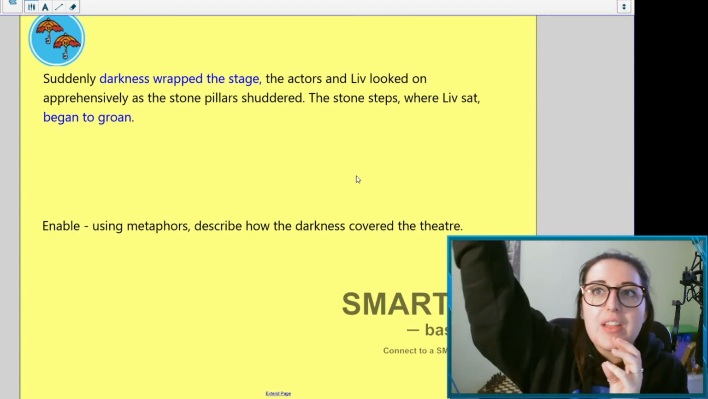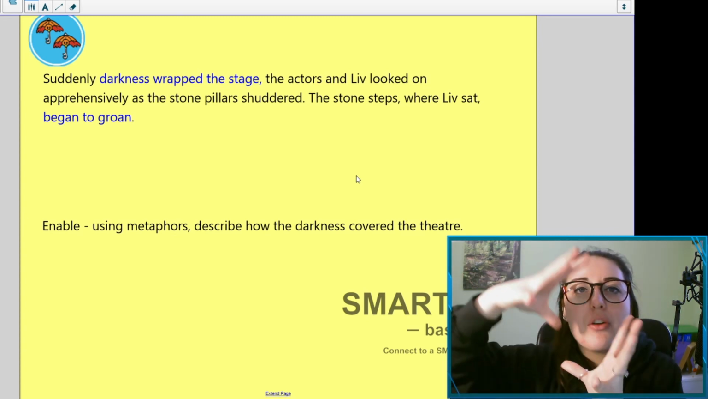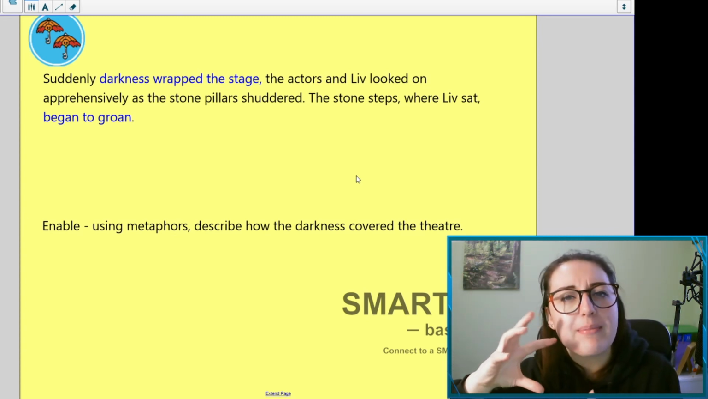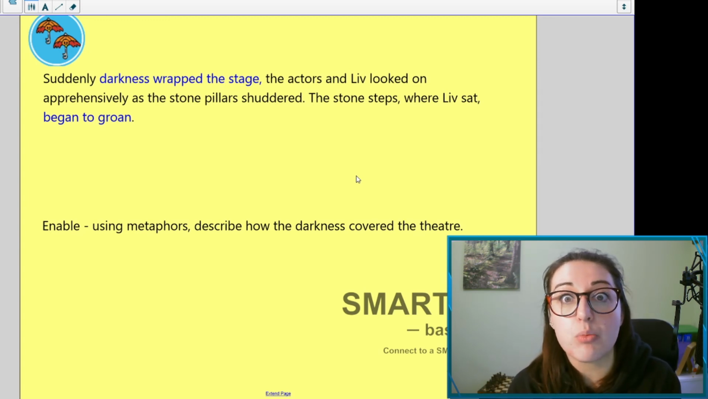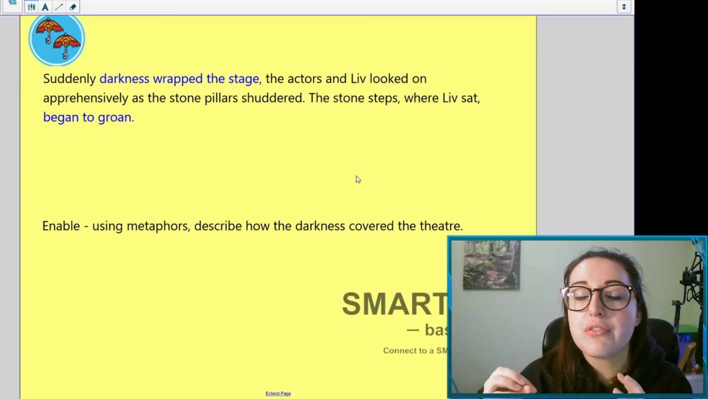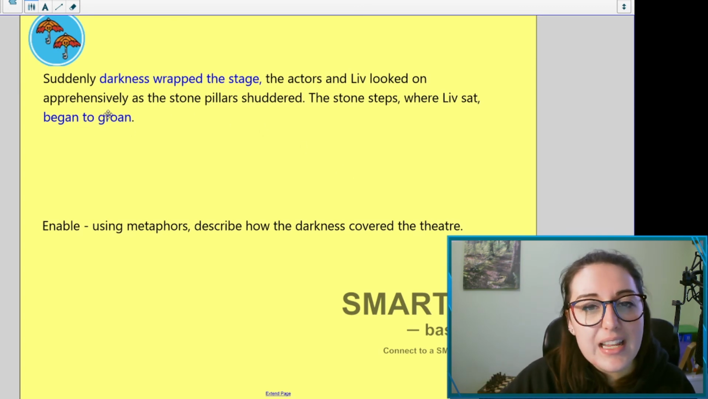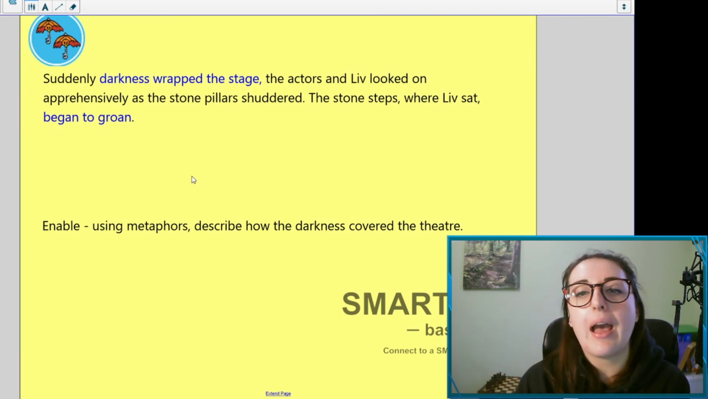So I've talked about that darkness, the dark, the black, literally covering the stage, but I've used those alternative words. That's the ash cloud, that's the darkness. It is metaphorically showing us that when things get dark and gloomy, quite often it means that something bad is going to happen. It's almost using that pathetic fallacy as well. So the darkness wraps the stage, and I've used some really nice vocabulary, apprehensively, as the stone pillars shuddered. So I'm talking about the things that are happening as well.